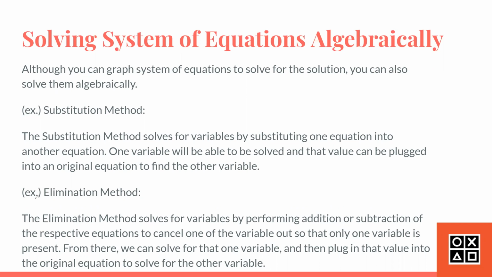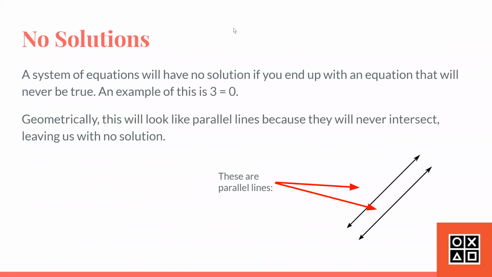And next is the elimination method. The elimination method solves for variables by performing addition or subtraction of the respective equations to cancel one of the variables out so that only one variable is present. From there, we can solve for that one variable and then plug that value into the original equation to solve for the other variable. We'll be talking more about the elimination method in the next videos.